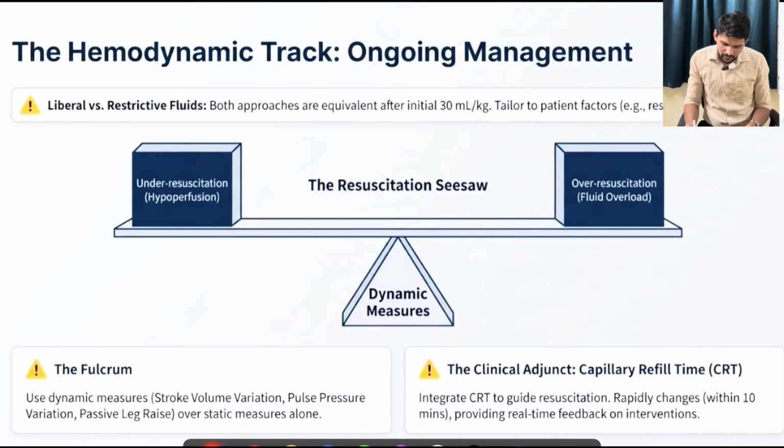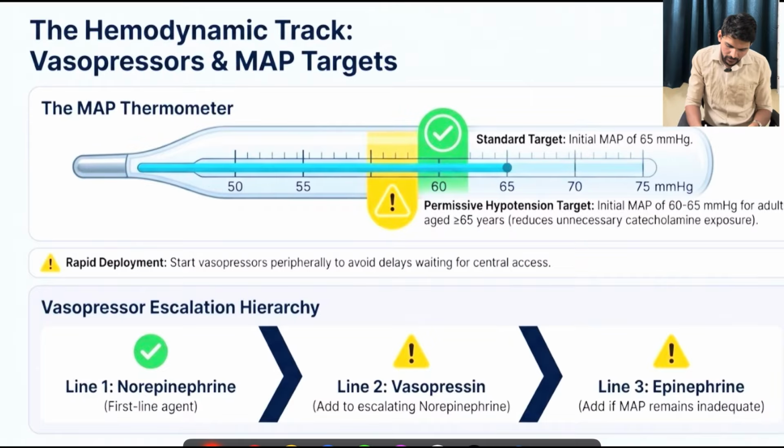Again, hemodynamic management is very, very important. There are both approaches, like liberal fluid giving or restrictive fluid therapy. But the overall point is if there are no cardiac or kidney disease risk factors previously, we can go ahead with 30 ml per kg of initial fluid. Then we can tailor it according to the patient's requirement. And one more thing, in fluid responsiveness, if you are in a hurry, you can utilize capillary refilling time as well. Commonly it is utilized in pediatric cases.